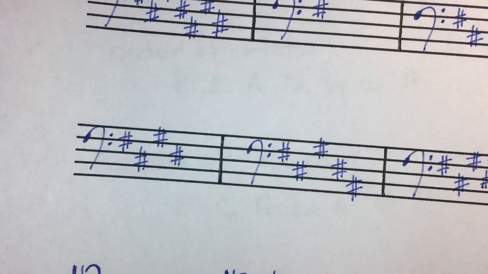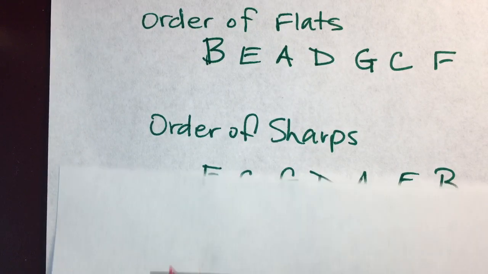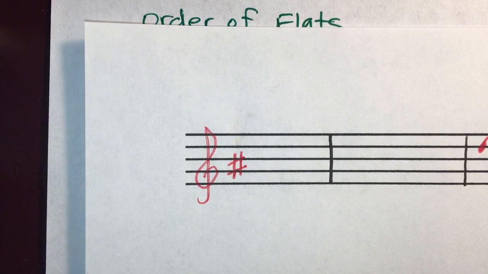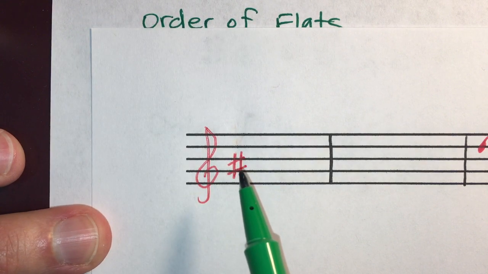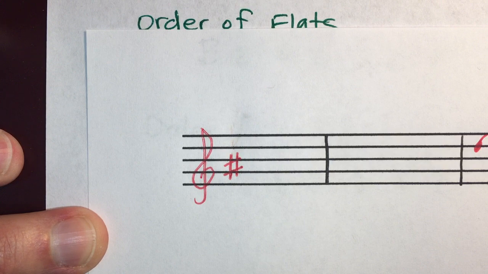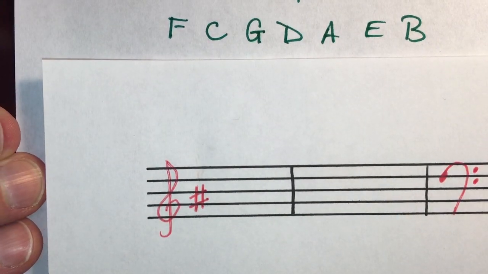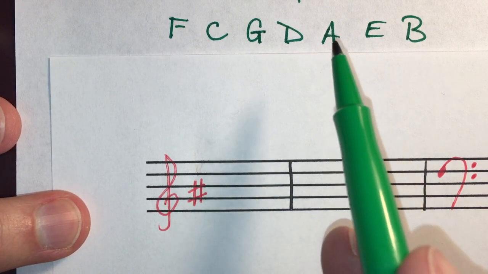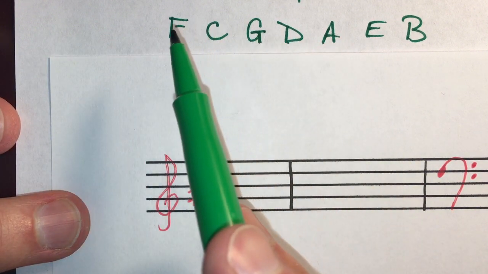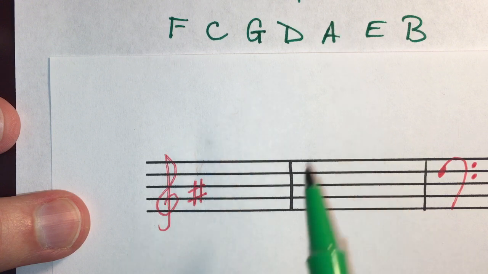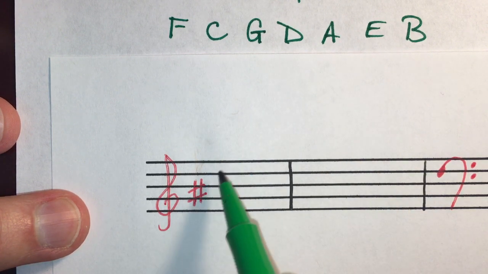Two more quick examples. Treble clef. You have a sharp on A. The order of sharps, F, C, G, D, A, E, B. To get to A sharp, I've got to have 1, 2, 3, 4, 5 sharps. This is only one sharp, so you can't have that.